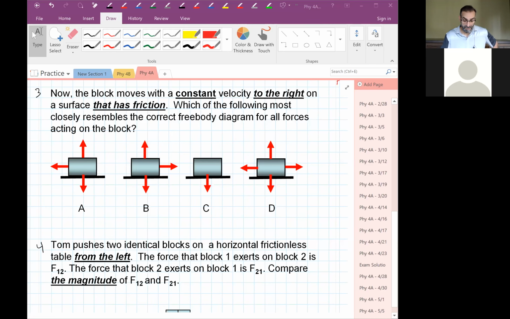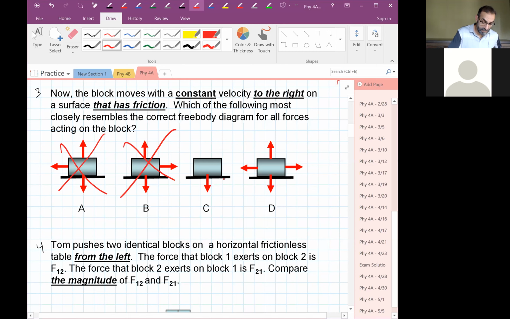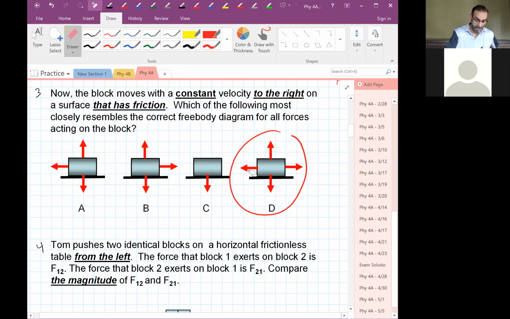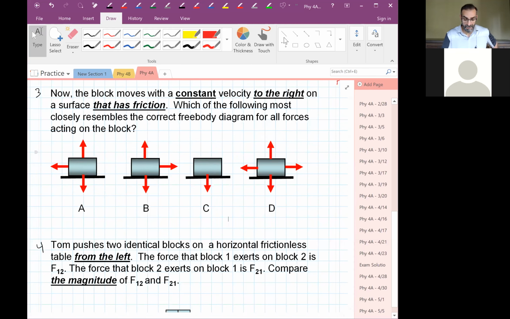Okay, so I had already mentioned in the previous one that if it's moving at constant velocity, that automatically rules out those, right? Because those have a net force in the horizontal direction. There's acceleration. And if there's friction pointing one direction, then we would have to be pushing in the other direction to keep it moving. We know that there's a normal force and a gravity for sure, so that rules that one out. So D would be our best answer here. Okay. And most of you got that. That's good. Back on track.